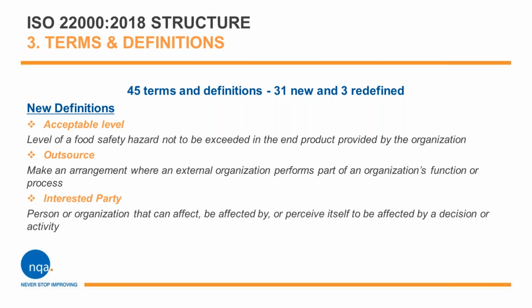And then we have also interested parties. Get familiar with this term because this is a person or organization that can affect, be affected by, or perceive itself to be affected by a decision or activity. Okay. We are not talking about customers anymore. We are talking about interested parties, but we'll discuss this later on.